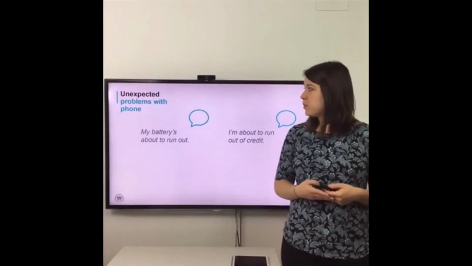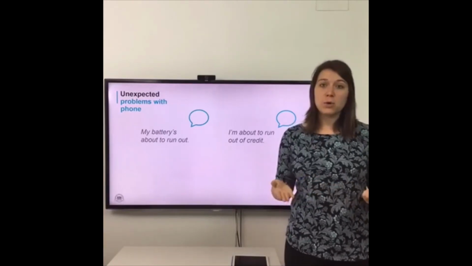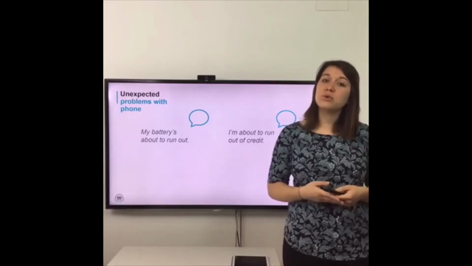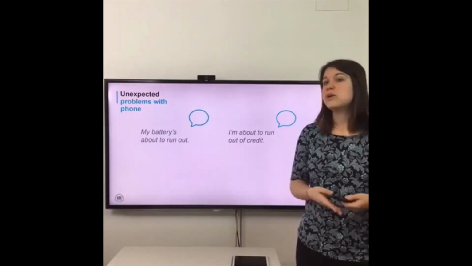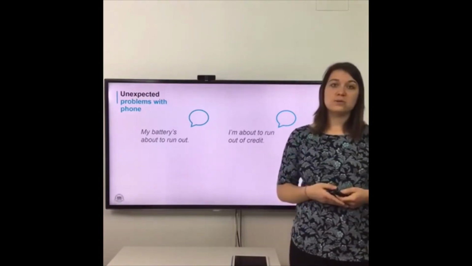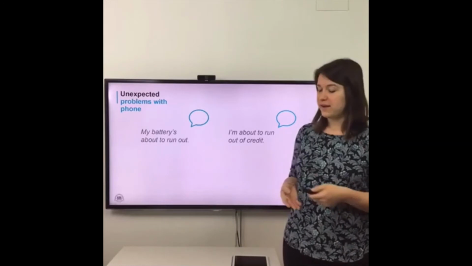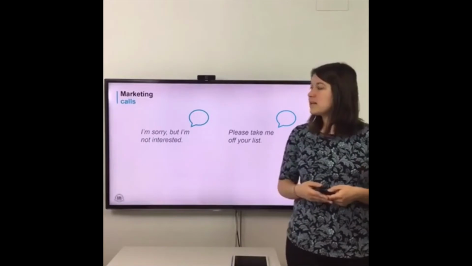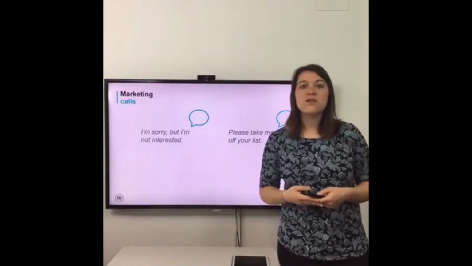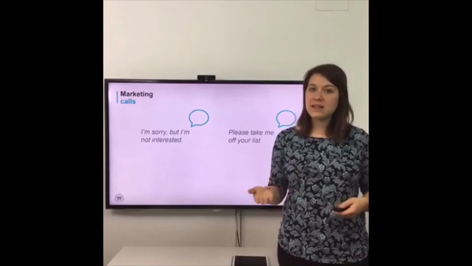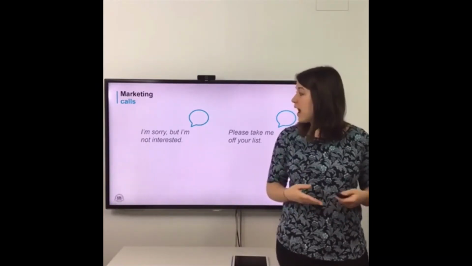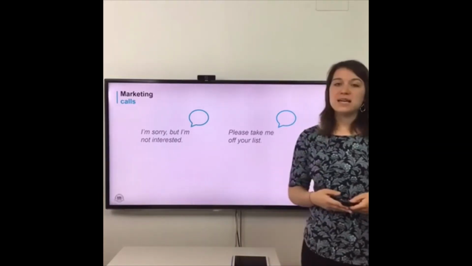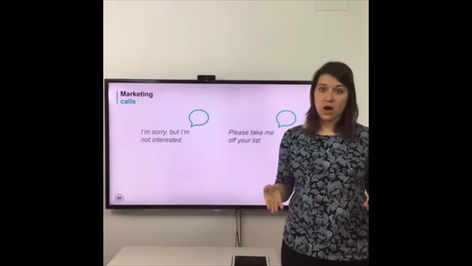Some unexpected problems with your phone. Maybe you have a low battery, so you can say, my battery's about to run out. Or if you use a pay-as-you-go phone, you can say, I'm about to run out of credit, so I'll call you back later. Marketing calls are when someone calls from a company and they want to sell you something. So you can tell them, I'm sorry, but I'm not interested. You can also ask, please take me off your list, which means please do not call me again.